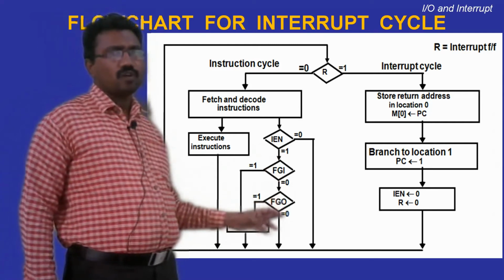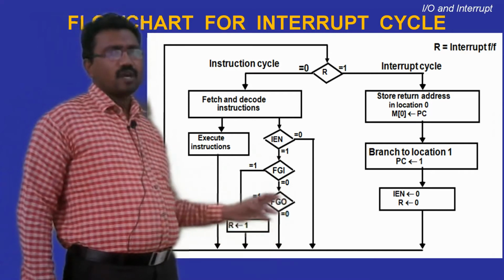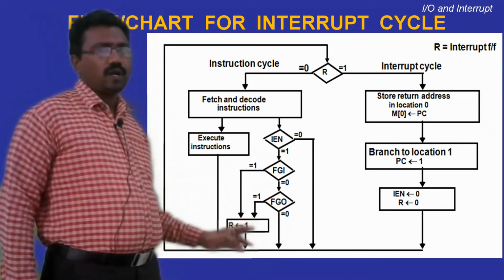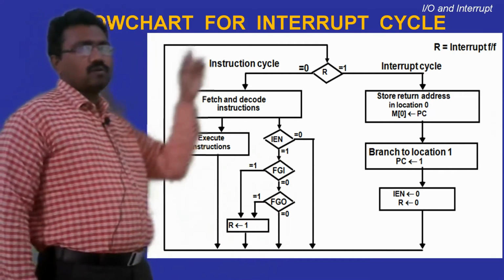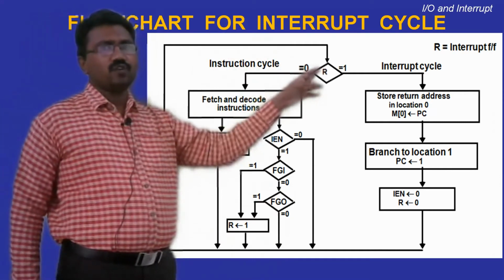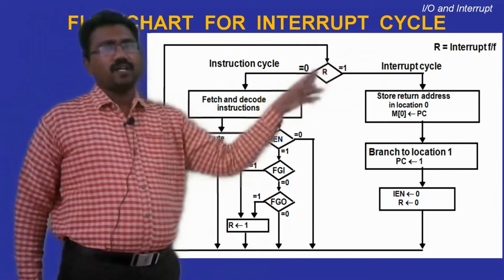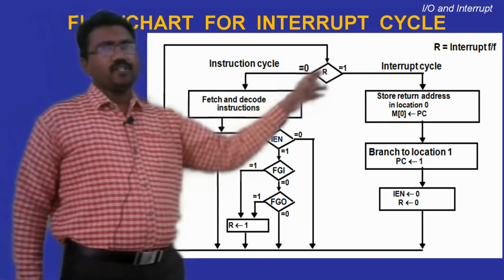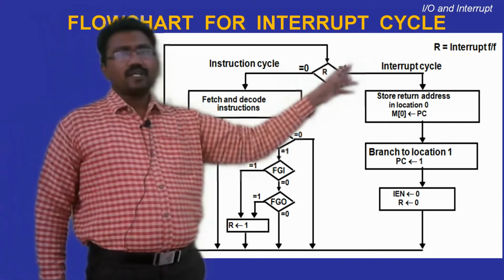Next, if FGI is equal to 0, then it will check FGO. If FGO is equal to 0, no interrupt. If FGO is equal to 1, R is equal to 1. So control goes to the first step. Here it will check R: if R is equal to 0, instruction cycle. If R is equal to 1, then the interrupt cycle will start.